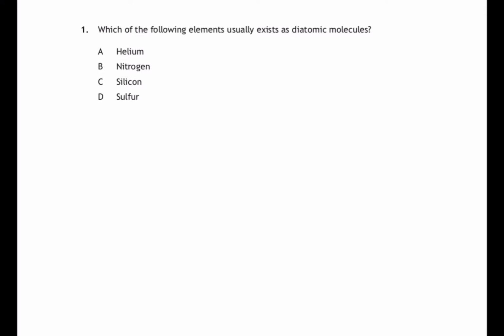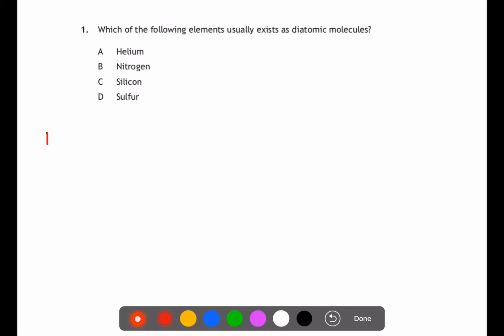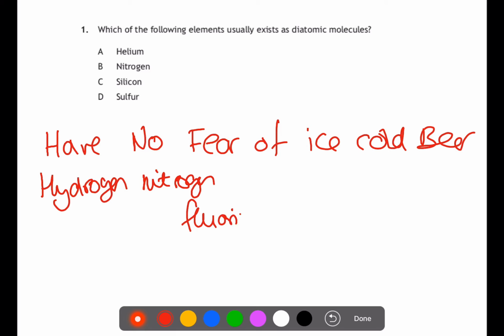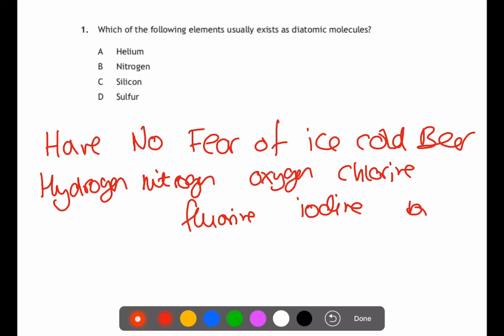This first question requires you to know the 7 diatomic elements. The 7 diatomic elements can be remembered by a mnemonic. This mnemonic is: have no fear of ice cold beer. So have is for hydrogen, no is for nitrogen, fear for fluorine, of for oxygen, ice for iodine, cold for chlorine, and beer for bromine.